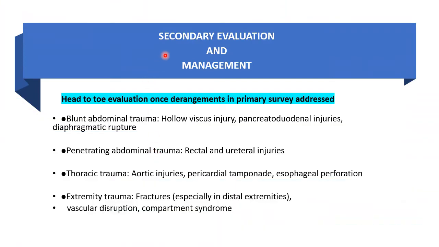Now, once the patient is stable, then the secondary evaluation of the patient takes place. This includes looking out for blunt abdominal trauma, such as hollow viscus injury, pancreatoduodenal injuries, and diaphragmatic rupture. Penetrating abdominal trauma, especially rectal and ureteral injuries. Thoracic trauma, such as aortic injuries, pericardial tamponade, and esophageal perforation.